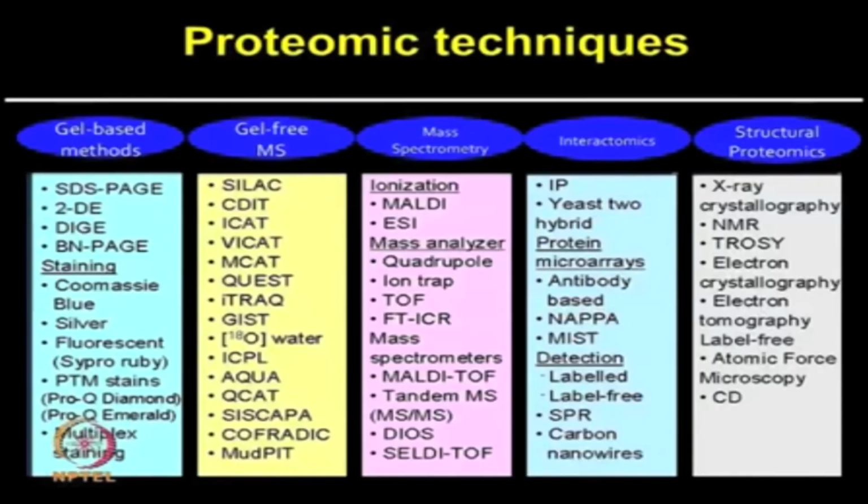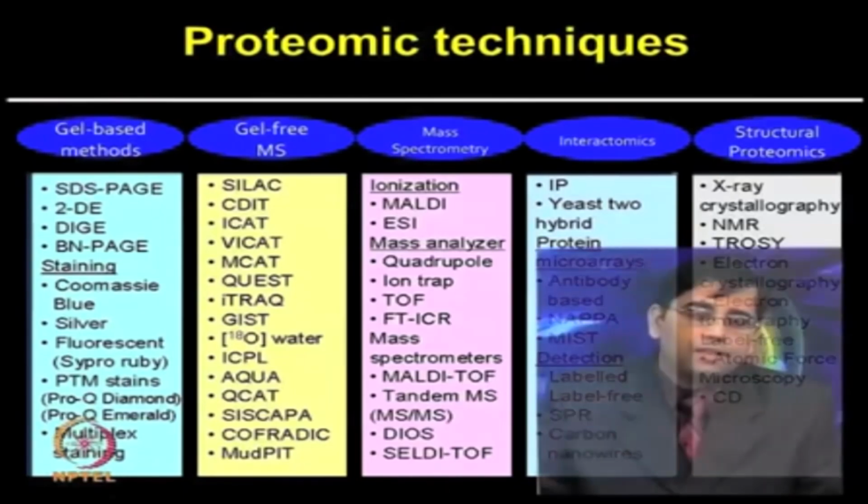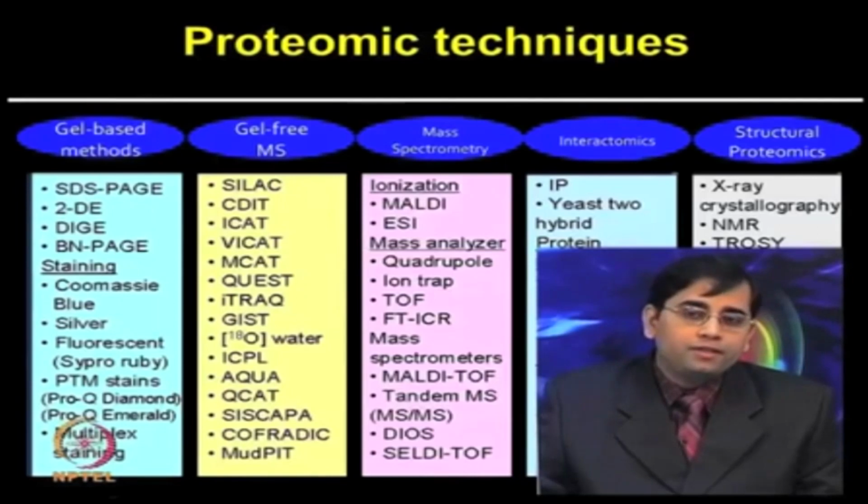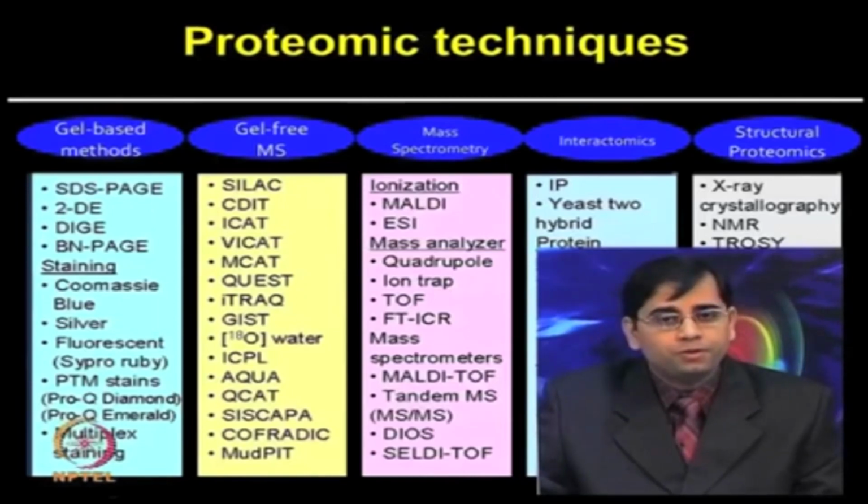These are the various proteomic techniques which are currently employed in different applications. We will talk in detail about different proteomic technologies in the subsequent modules of this course, but briefly, very broadly you can group these technologies as gel based methods, gel free mass spectrometry based methods, mass spectrometry techniques, techniques to study protein interactions and structural proteomics.